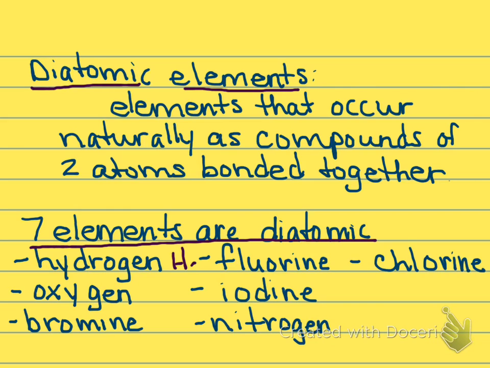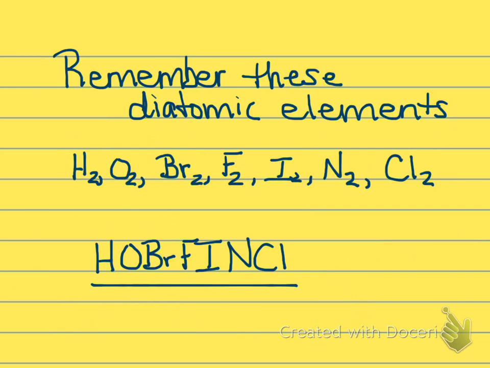Hydrogen. When we see hydrogen, we see it as H2. Oxygen is O2. Bromine is Br2. Fluorine is F2. Iodine is I2. Nitrogen is N2. Chlorine is Cl2. When we find these in nature, they don't exist as single atoms. They exist bonded together, two atoms together.